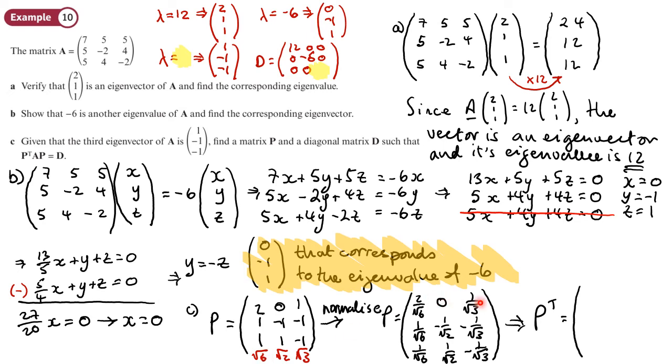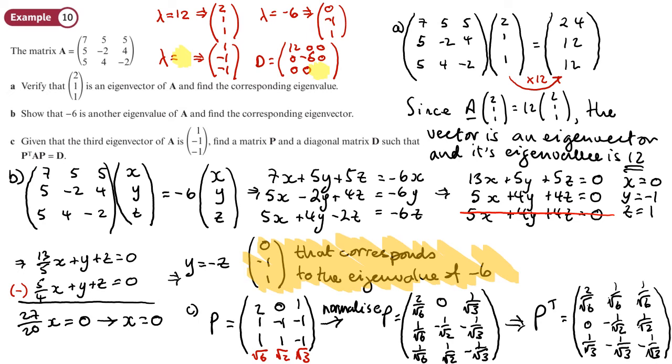So this top row is going to go in the first column. So that will be 2 over root 6, 0, 1 over root 3. Second row is going to go in the second column, so that's 1 over root 6, negative 1 over root 2, negative 1 over root 3. And then the bottom row here is going to go in the last column. So that's going to be 1 over root 6, 1 over root 2, and negative 1 over root 3.